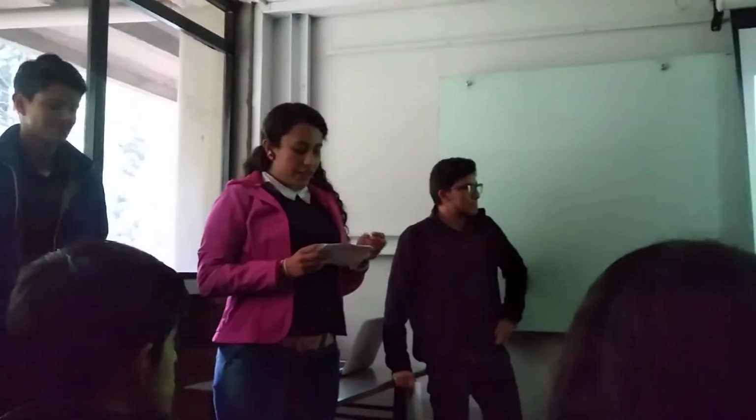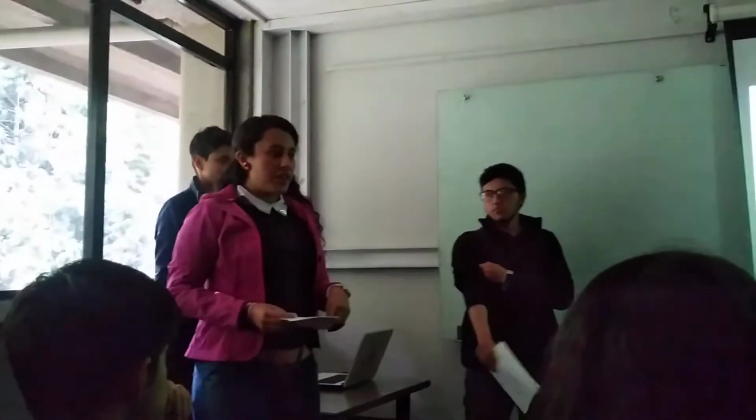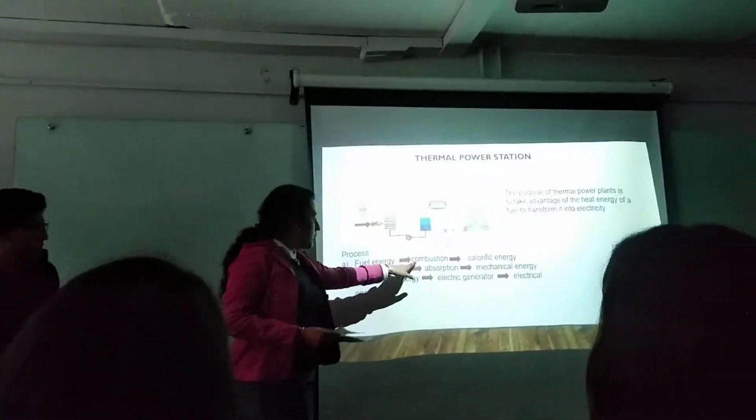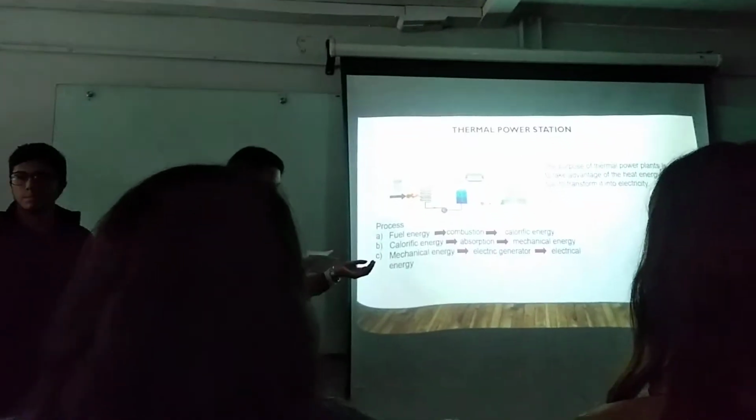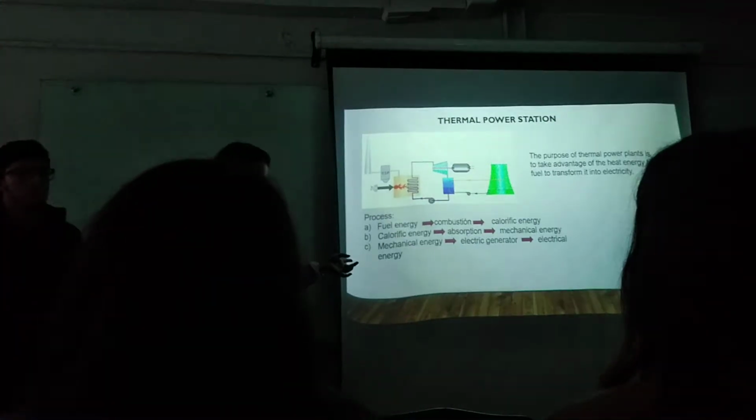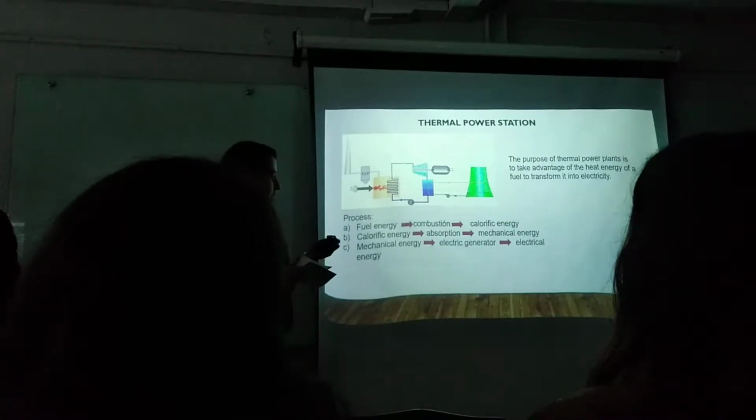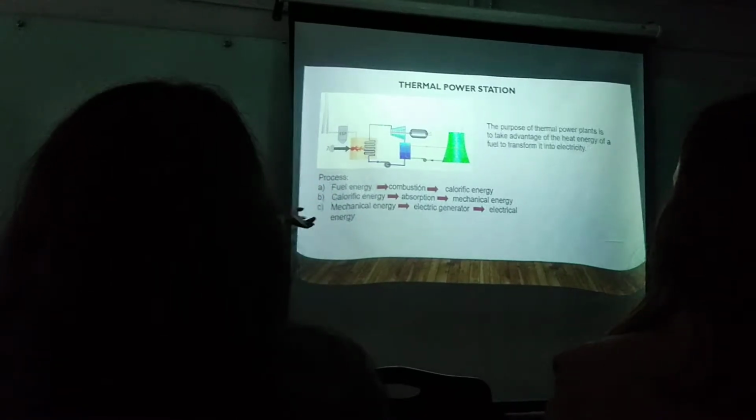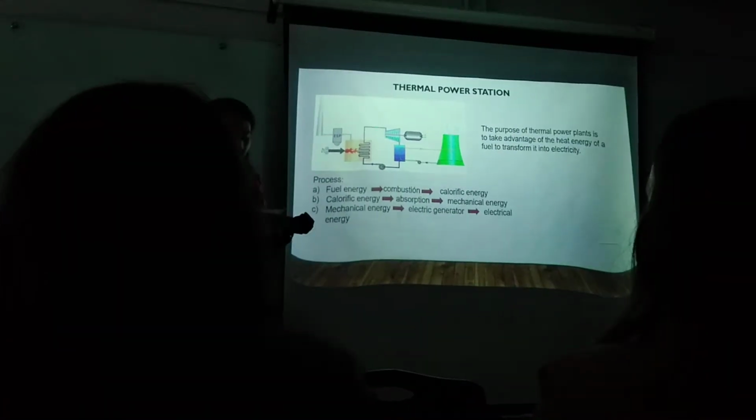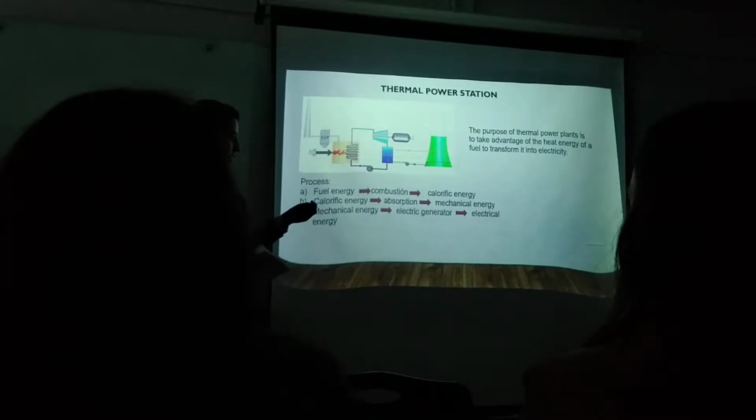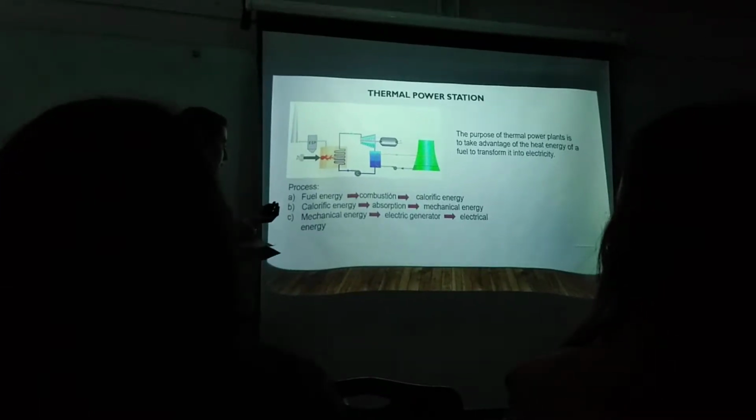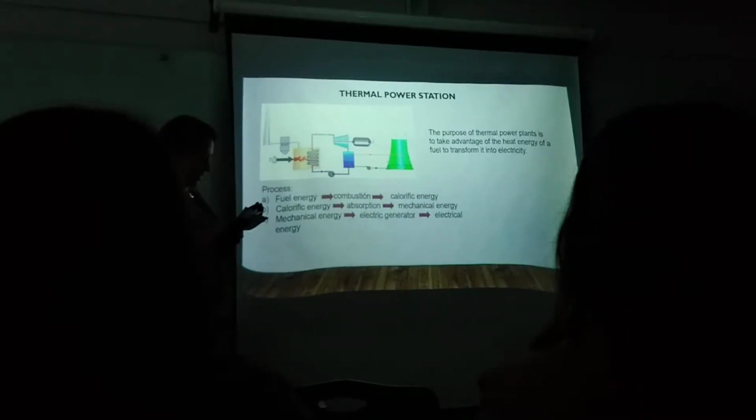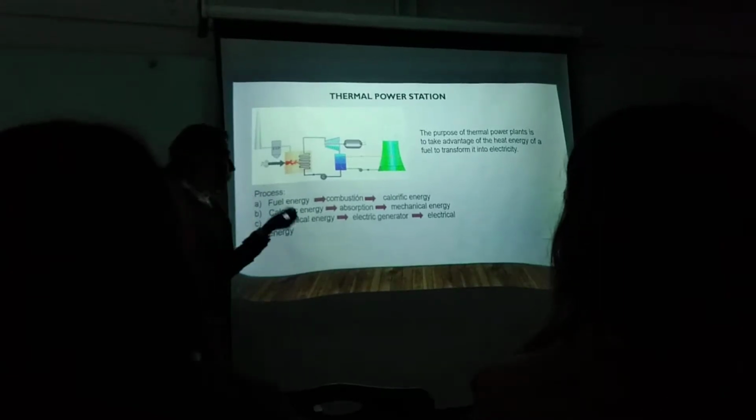Transformed into the electricity. The process of transformation is: the fuel energy is transformed by combustion into calorific energy. The calorific energy is converted in the turbine, expanding into mechanical energy. And mechanical energy is transformed into electrical energy by means of the generator.